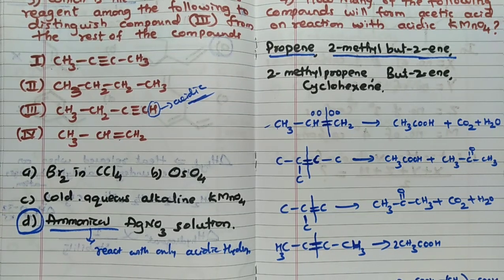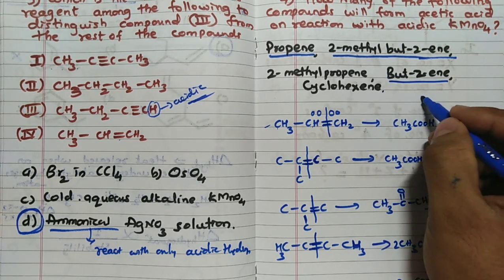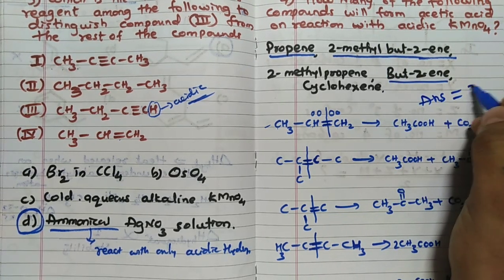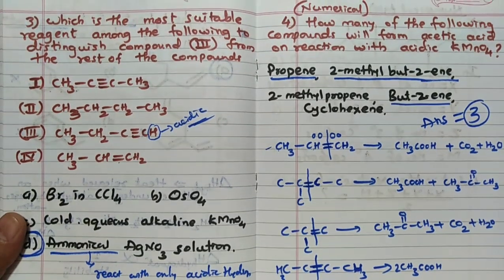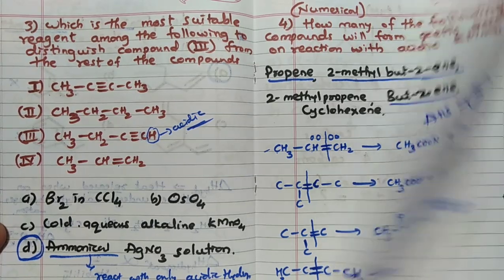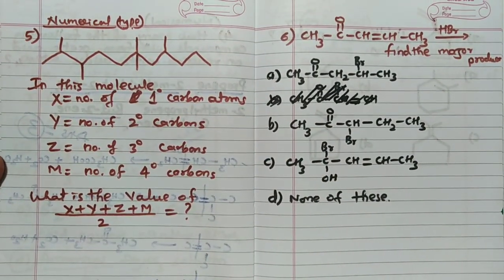Which means this one will not give, this one will not give. So the remaining 3 will give. So but-2-ene will give. The remaining 3 will give, which means the answer for this question is 3. So 3 is the answer, a numerical integer type of question. Then this is also numerical type, very interesting one, very important.